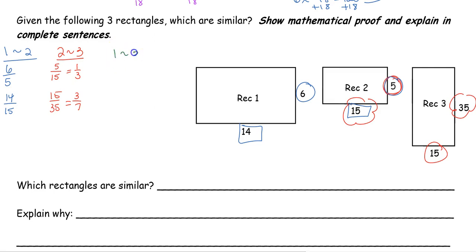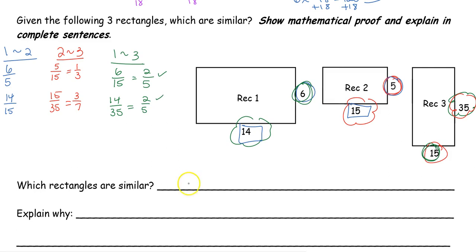So now we have to check, is 1 similar to 3? We picked the smallest one of 6 and the smallest one of 15. Both of those are divisible by 3, giving us 2 over 5. And then we've got 14 and 35. 14 divided by 35. Those are both divisible by 7, giving us 2 over 5. So since 1 and 3 both have the same ratio of corresponding sides, I'm going to say that rectangle 1 is similar to rectangle 3.